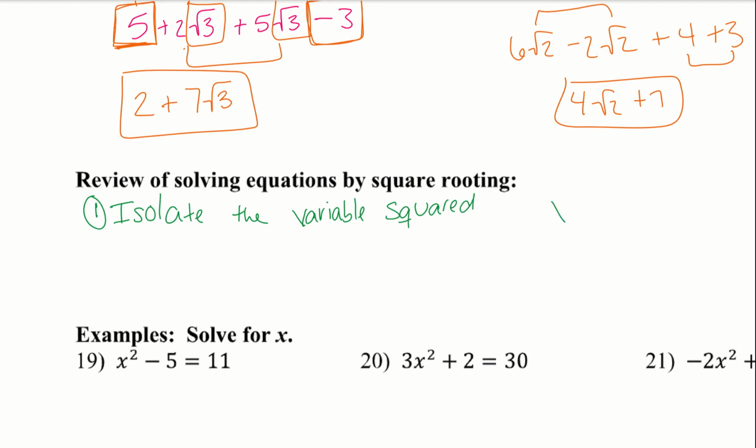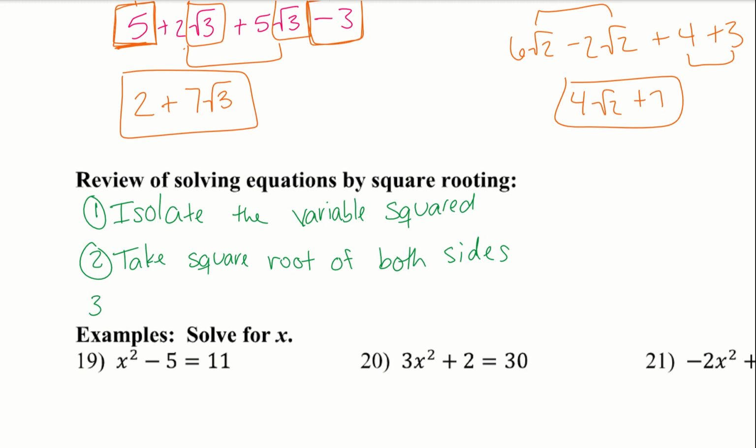So it's okay if it's something like x squared, as long as there's nothing around it. There's nothing being added. There's nothing being multiplied out front. If you have your variable squared all by itself, once you do that, you can take the square root of both sides, and that's going to get rid of your square. So you need to isolate your variable squared, and then as soon as you get that by yourself, you're going to go ahead and take the square root of both sides.